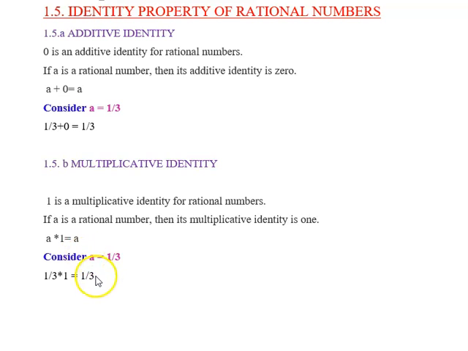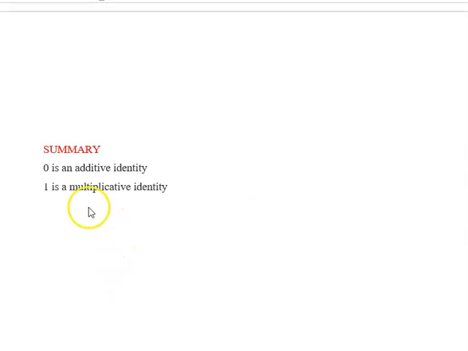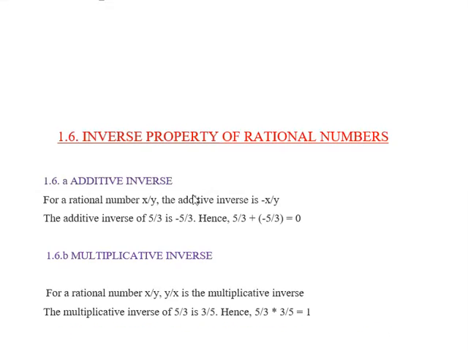So let's consider the same example. The rational number A as 1 by 3, and if you are multiplying that rational number with 1, you will get the same rational number. That is 1 by 3 times 1 is 1 by 3. So 0 is the additive identity of rational numbers and 1 is the multiplicative identity of rational numbers.